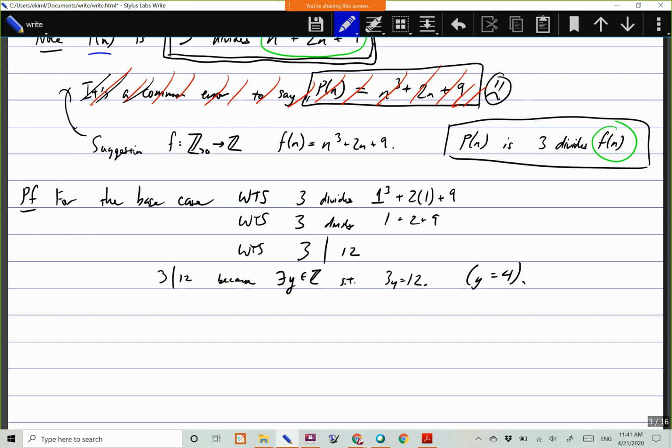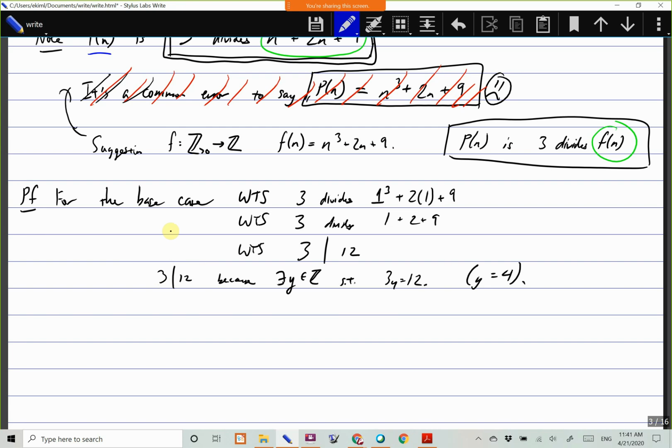So there's not a lot happening in this because there's not actually a lot of variables. We're used to statements about divides having so many extra variables. The fact that we have something super concrete in just a number 3 and a number 12 means that to show that 3 divides 12, we just produce that other number, in this case 4.